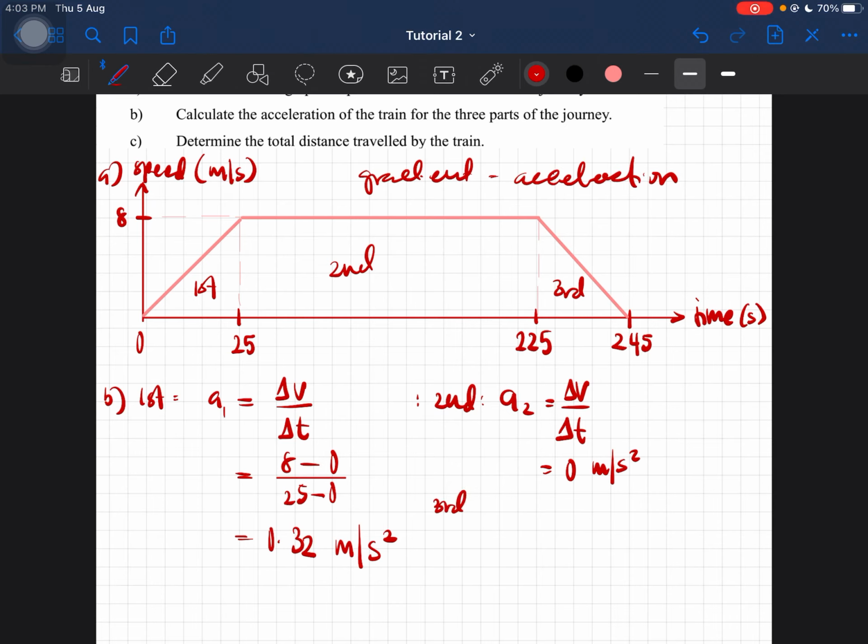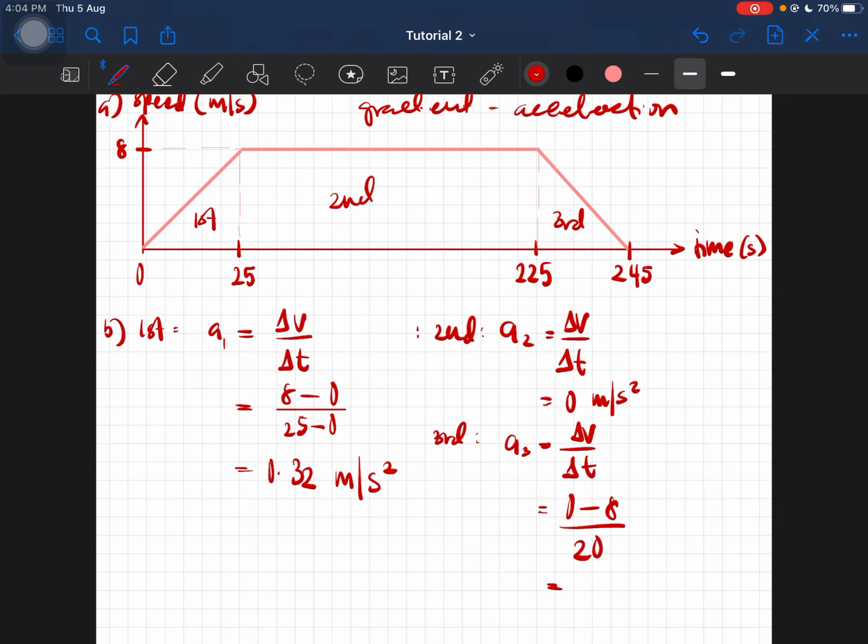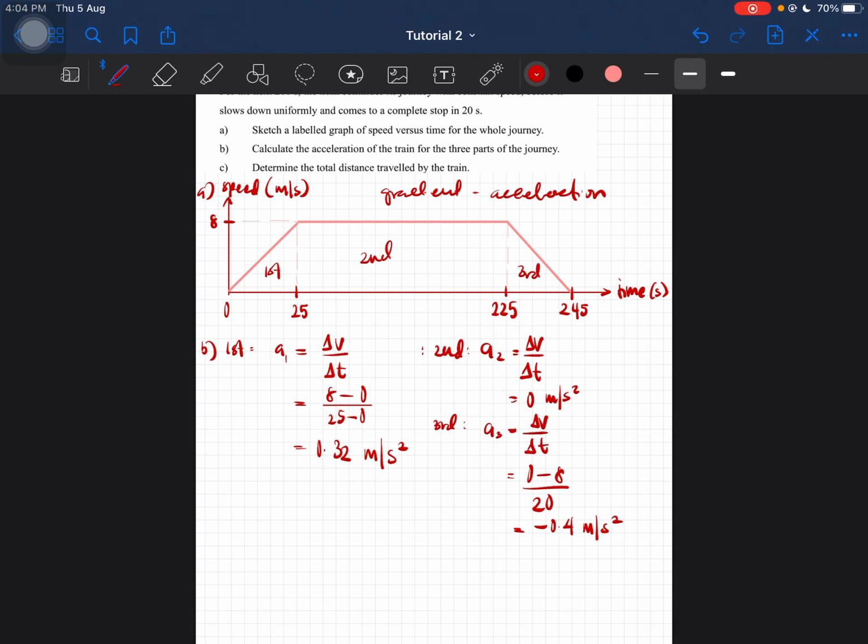And then the final part, the third part, delta v over delta t, which is final minus initial, so 0 minus 8 over 245 minus 225, which is 20 from just now. Then you'll get negative 8 divided by 20, which is negative 0.4 meters per second squared. Okay, so that is question B.